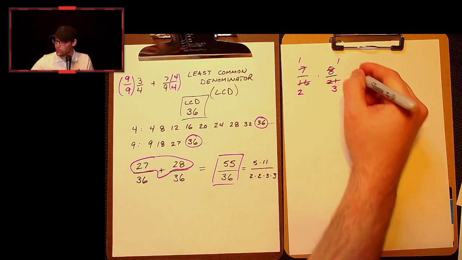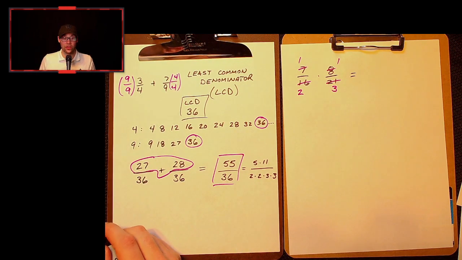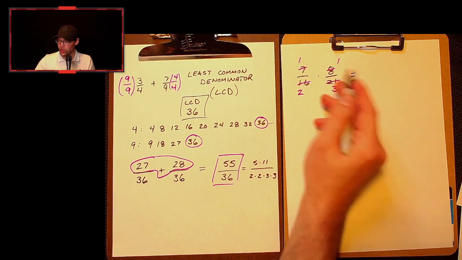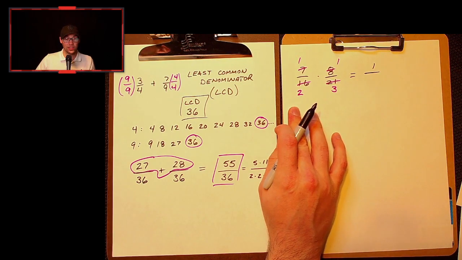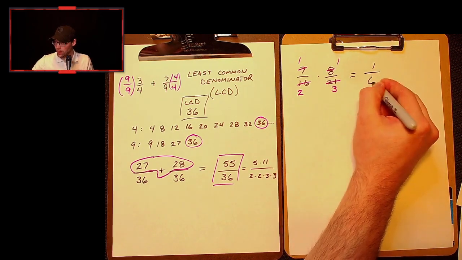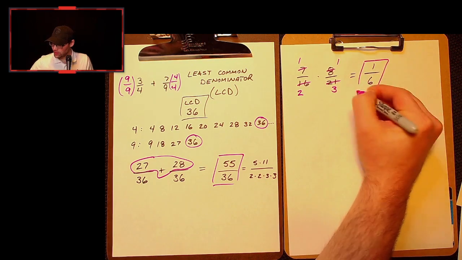All we need to do to find our final simplified answer is multiply our numerators together to get our numerator. So we're left with 1 times 1 is 1. And then multiply our denominators together. 2 times 3 is 6. And there it is. This is our final simplified answer when we multiply 7/16 times 8/21. We end up with 1/6.